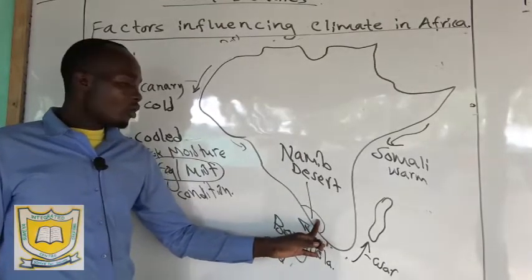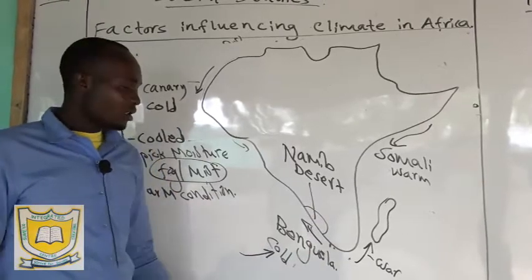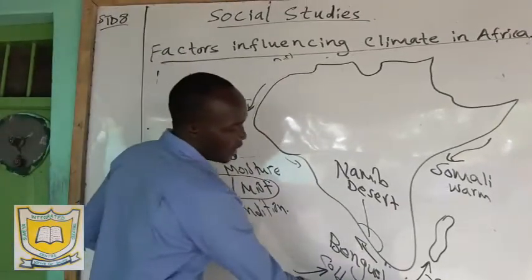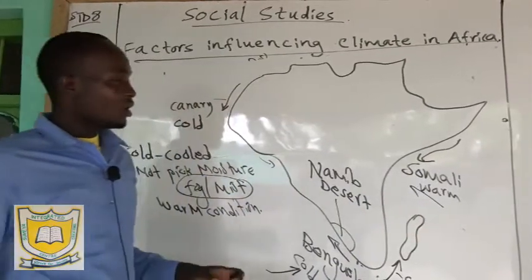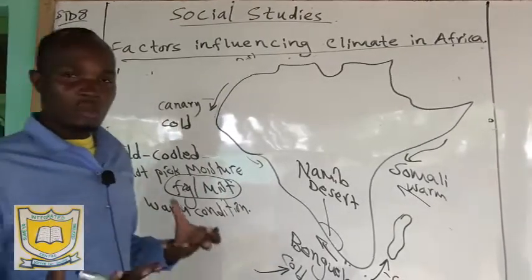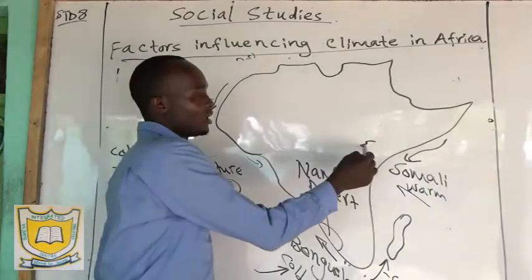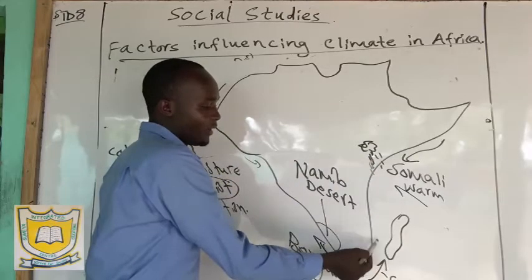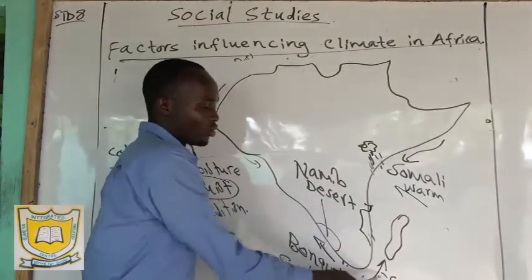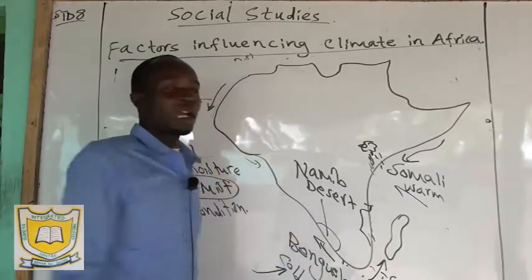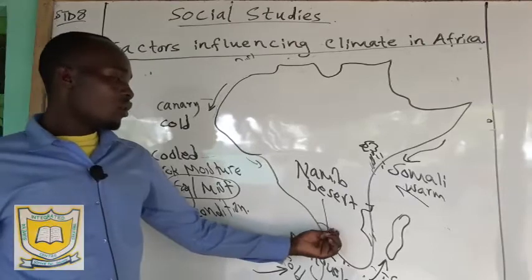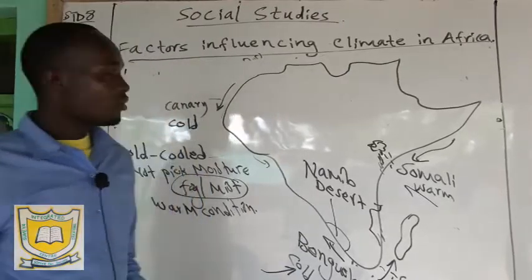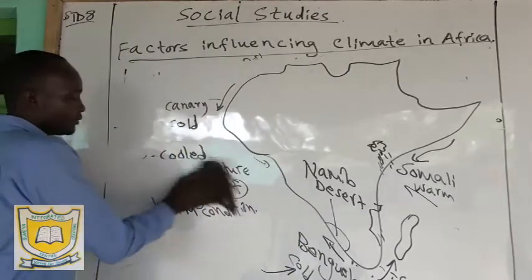It has resulted in dry conditions, forming the Namib Desert in this area. So remember that. And when the wind blows across a warm current like this one, it picks up moisture. Then when it reaches the adjacent land, it causes a lot of rainfall. That's why we have a lot of rainfall along the Eastern Africa coast, and even along the Mozambique coast here, because of the Mozambique warm current, or Agulhas warm current. So that is how ocean currents affect the climate of a place.